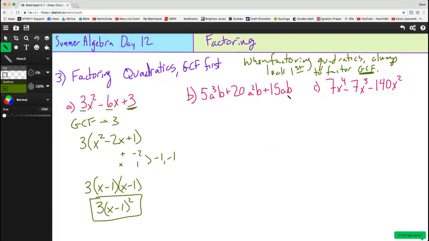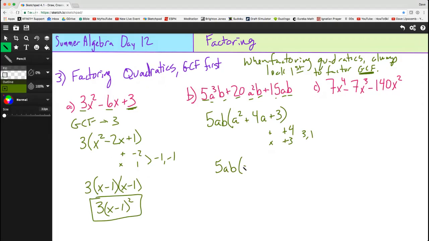Here my GCF is a little bigger. I have an a and a b term everywhere, and I got 5. So my GCF here is 5ab times a squared plus 4a plus 3. Well, what numbers add to positive 4 and multiply to positive 3? Well, that's positive 3 and 1. So that's 5ab times a plus 1 times a plus 3. Getting it? All right.